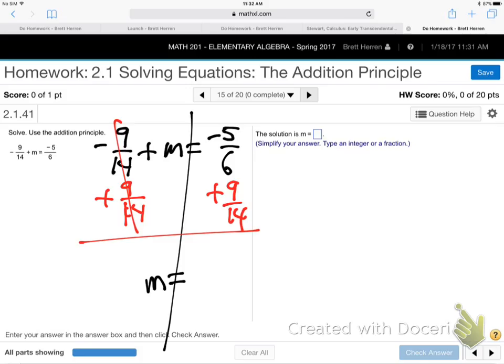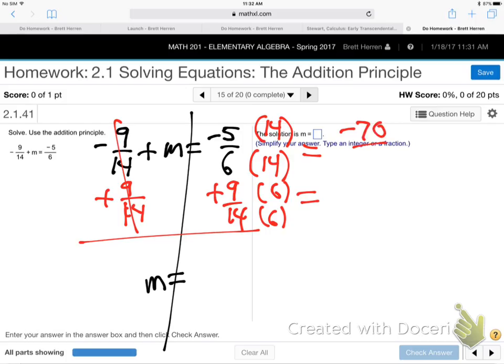Okay, so I'm going to come up here and I'm going to multiply top and bottom of the 6 by 14 and top and bottom of the 14 by 6. Remember how we multiplied by the opposite one? Is that making sense on that? So what do we get?